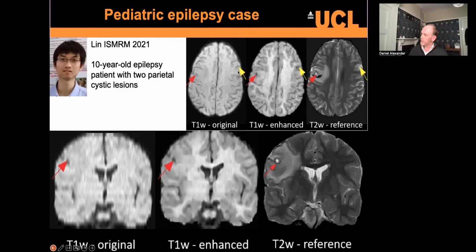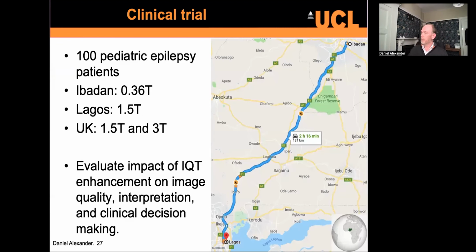epileptogenic lesions in the brain here. This is the low field image, but after the IQT enhancement, those lesions become much more conspicuous. And this is representative of the primary clinical application we had in mind for this technology, which is looking at pediatric epilepsy. The aim being to try and enhance the conspicuity of subtle lesions to enable better clinical decisions on what treatment approach to take. So the study on that continues now.